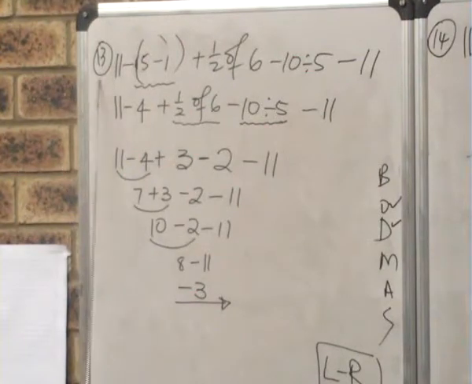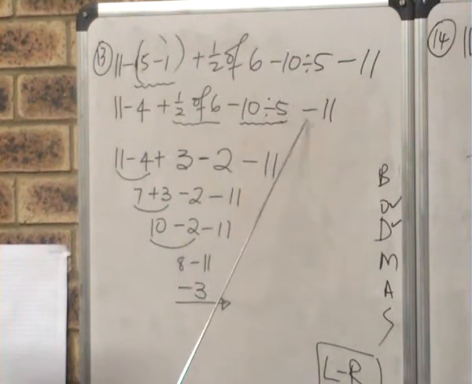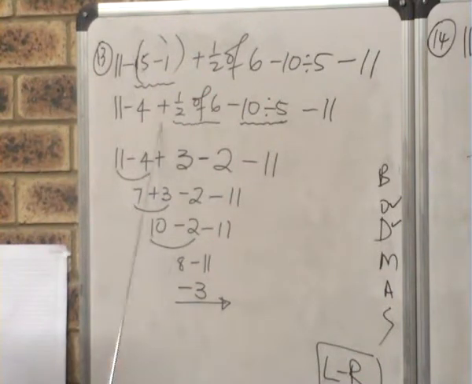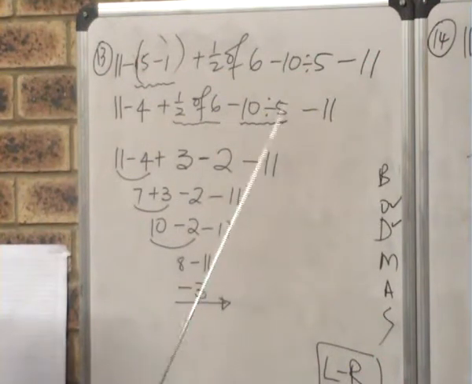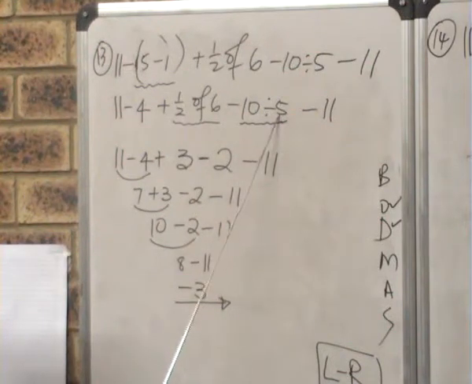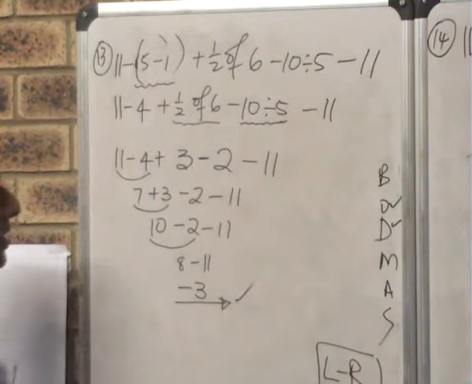Alright, so a quick check, 11 minus (5 minus 1), 4 plus half of 6, minus 10 divided by 5, minus 11. Always check your work. 11 minus 4 plus half of 6 is 3. There's your minus sign here. 10 divided by 5 is 2. Once again, somebody could say, well, that's minus 10 divided by 5. Quite correct. Well, minus 10 divided by 5 gives you minus 2, minus 11. And then 11 minus 4 is 7. 7 plus 3 is 10. 10 minus 2 is 8. 8 minus 11 is minus 3. So it is correct.